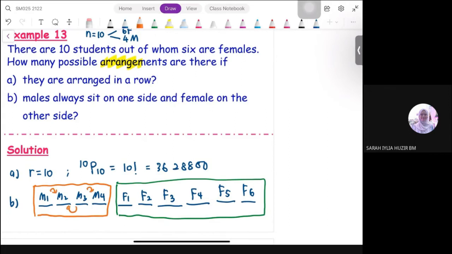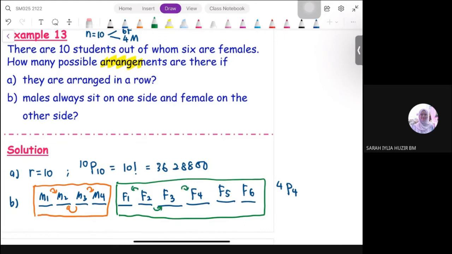Kita boleh rearrange all the male student. Our calculation should be out of 4, arrange 4 of them. So 4P4. Okay, settle for the males. Now, moving on to the female student, same thing happen here. Between the female, we can still rearrange them.